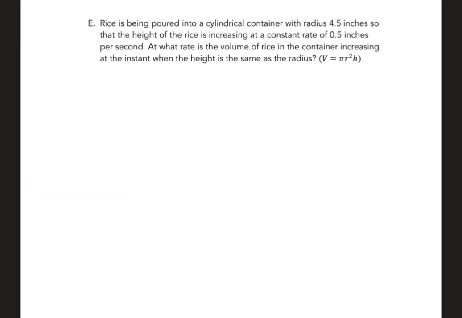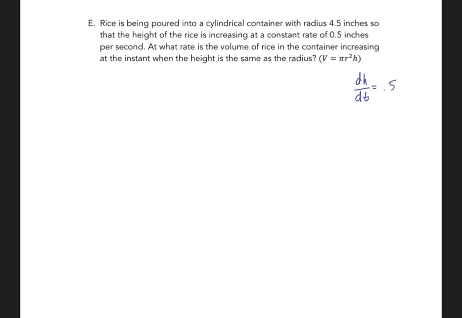Okay, next one. For E, they say rice is being poured into a cylindrical container with a radius of 4.5 inches. So the height of the rice is increasing at a constant rate of 0.5 inches per second. So we know we'll write dh/dt is increasing, so it'll be positive at 0.5 inches per second.